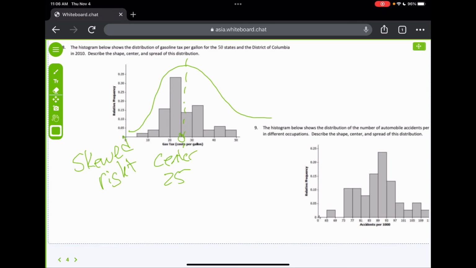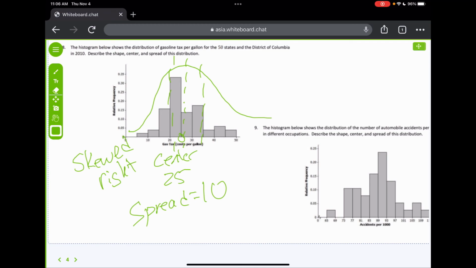And if we're going to look at the spread, well, how far is the spread? Or what we would refer to as the standard deviation. Well, we could probably just say that's going to be about 10. So the spread would be 10. Your typical distance would be about 10 away from the mean.